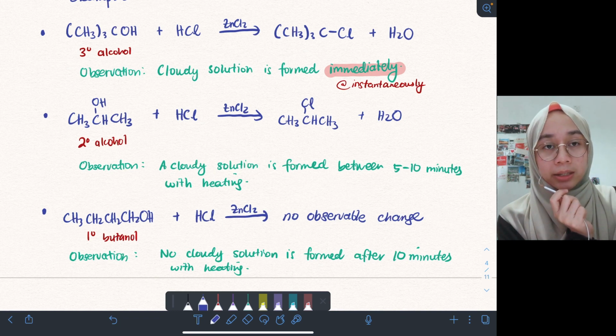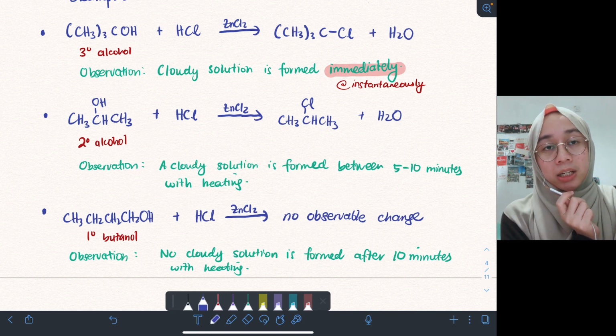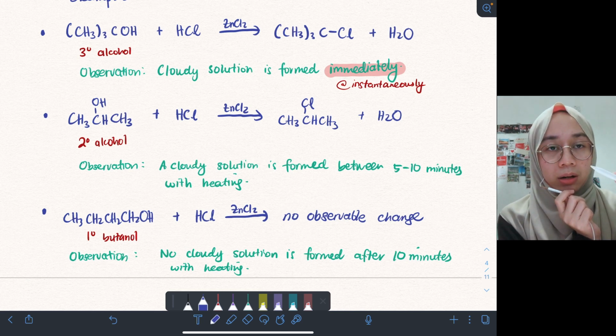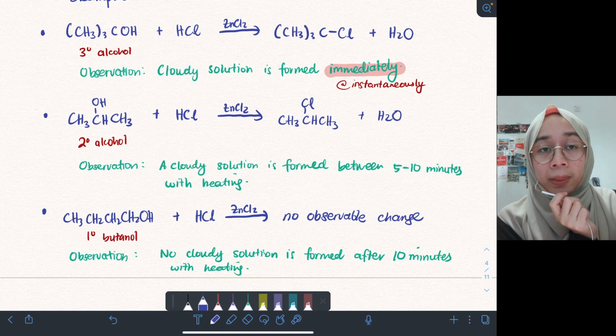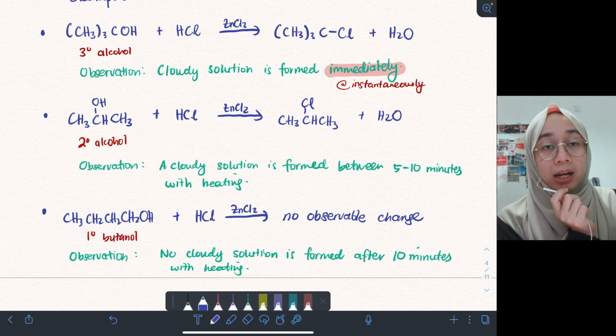So kita tulis kita punya equation ni based on Lucas test ni lah. Okay, based on observation kita. So since kita kata no cloudy solution is formed after 10 minutes, therefore dekat equation kita tulis no observable change. Okay, it's just that class, if you were given just soalan dekat luar, I mean like soalan lain, dia just nak minta kamu tulis apa hasil kalau certain alcohol ni react with HCl. Therefore despite dia adalah primary alcohol, kamu gantikan je lah OH dengan Cl, because that is not a test. Tapi kalau specifically itu adalah Lucas test, and ada observation, so sepatutnya kamu tulis no observable change.